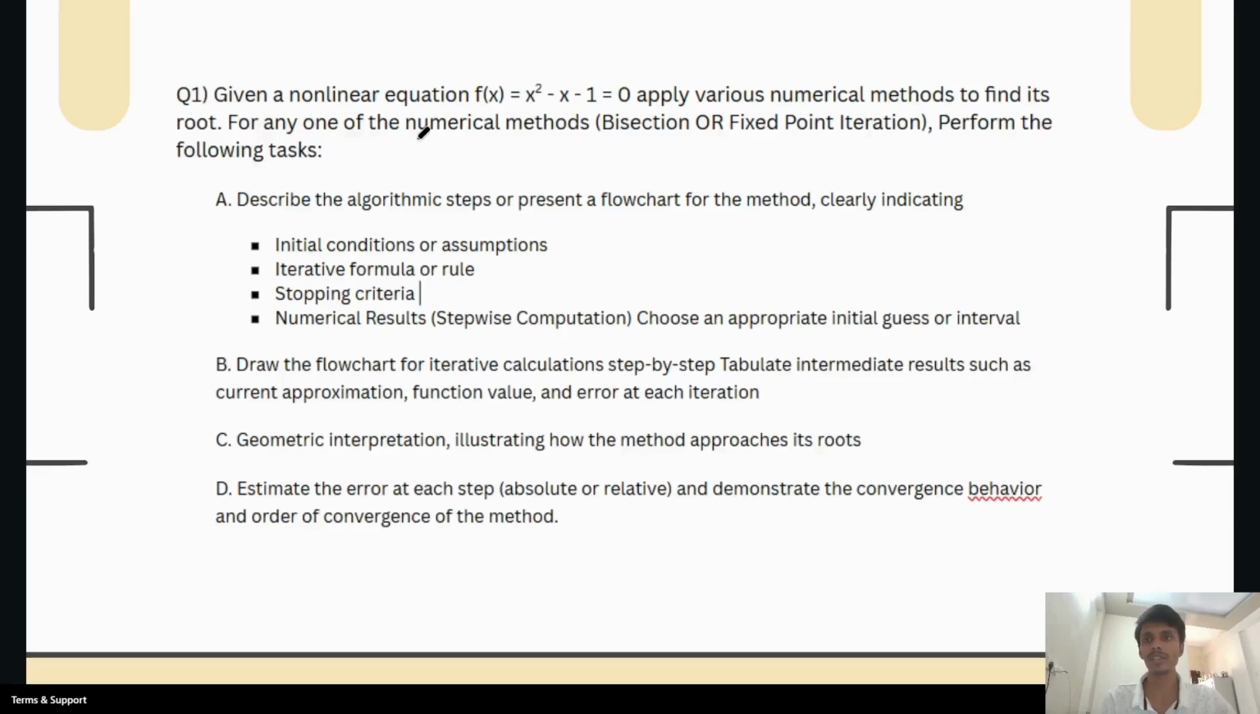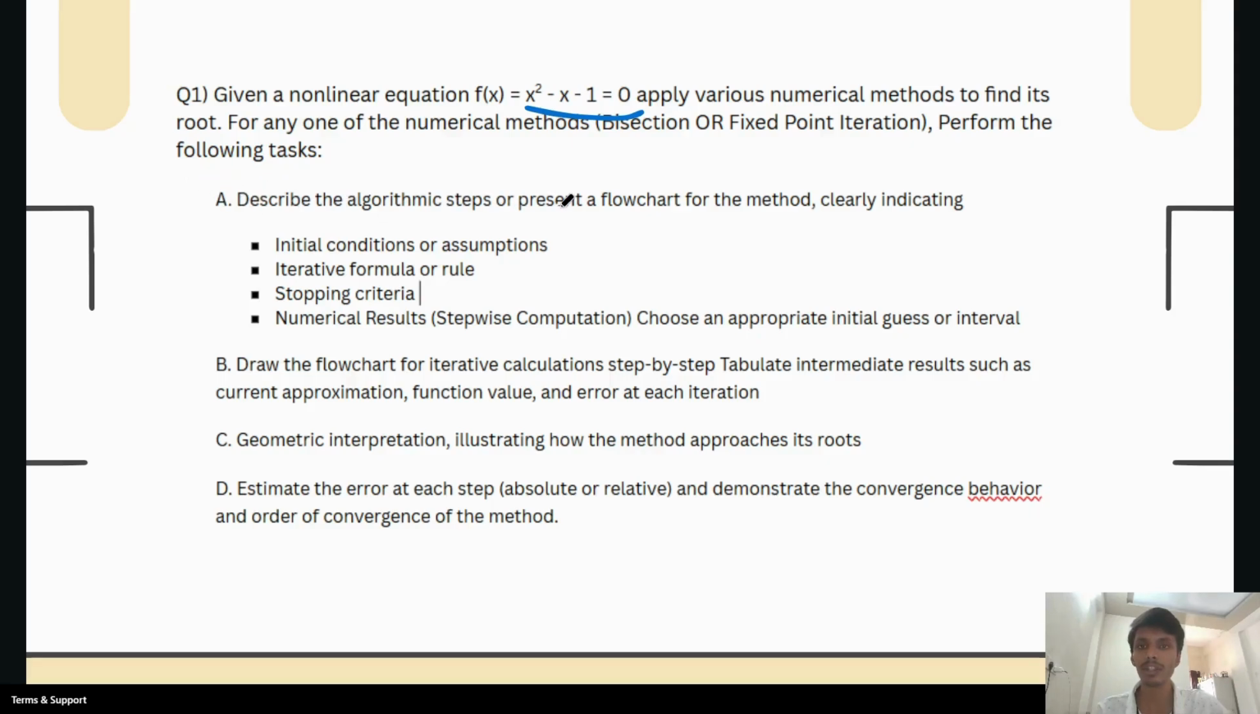Let's see the questions. In the first question, we are given a nonlinear equation x square minus x minus 1 equals 0. We have to apply various numerical methods to find its root. For any one of the numerical methods, bisection or fixed point, perform the following task.